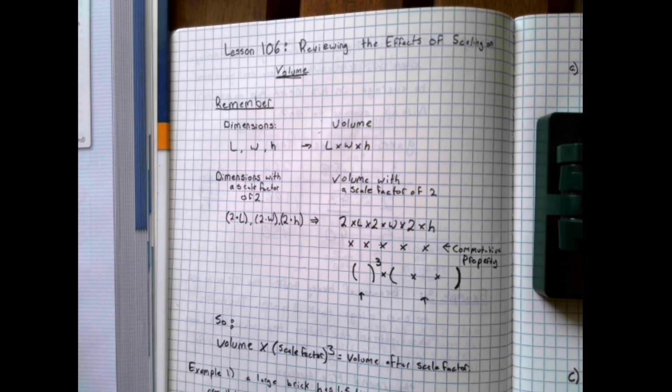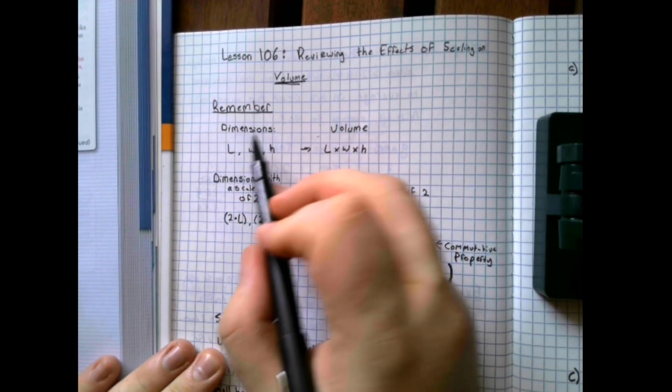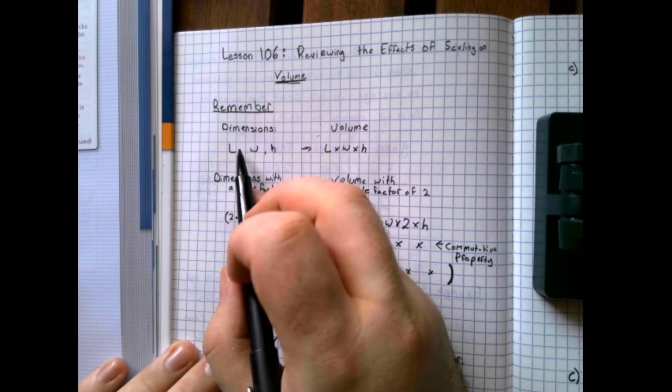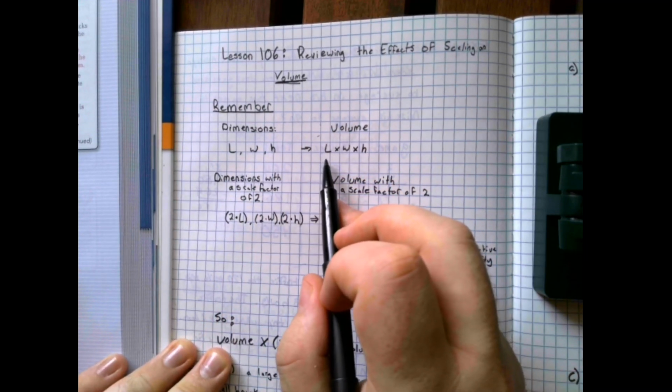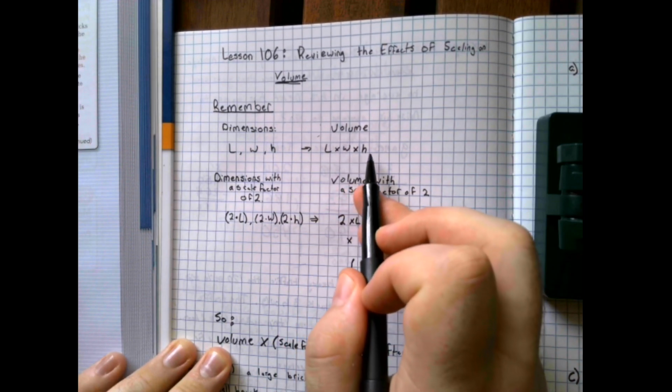Welcome to Saxon Math Course 3, Lesson 106, where we will be reviewing the effects of scaling on volume. Now, remember that when we are finding volume, we use our dimensions. If we had a rectangular prism, it would be length and width and height. And what we would do is multiply them together as length times width times height.